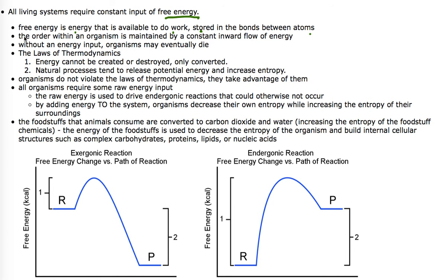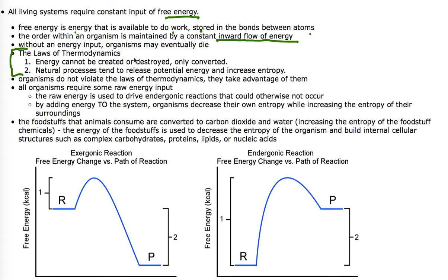The order within an organism, that is the chemicals, the organization, bones, tendons, ligaments, blood vessels, etc., that's all maintained by a constant inward flow of energy. And without the energy input, we obviously starve to death and die because we can't maintain our internal structure. Organisms do not violate the rules of chemistry, they follow them.